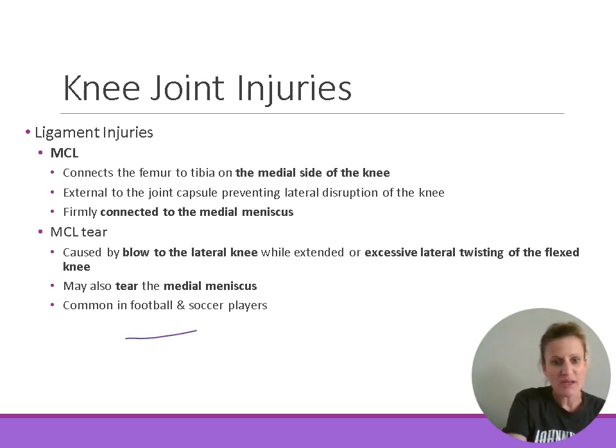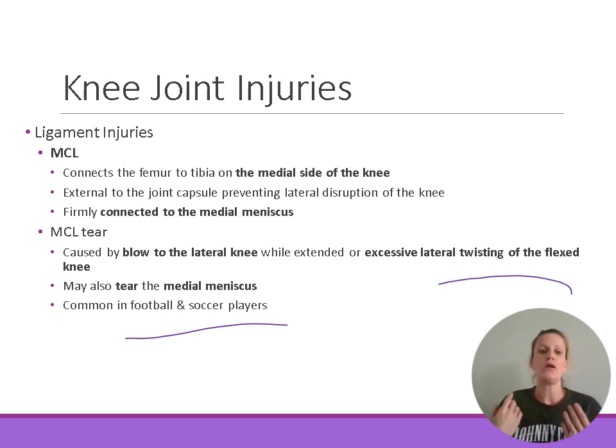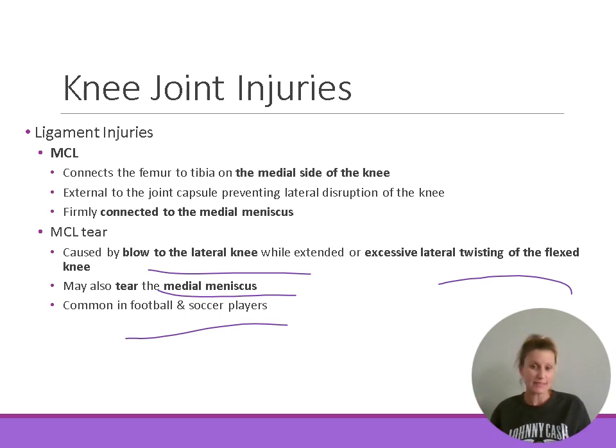MCL tears are common in football and soccer players, because the constant planting of the feet and pivoting of the knees can cause twisting of the flexed knee. And then also a blow to the lateral knee is common in football when somebody gets tackled, or in soccer, if somebody slide tackles somebody else, the person gets a lateral blow to the knee and that can tear the MCL.